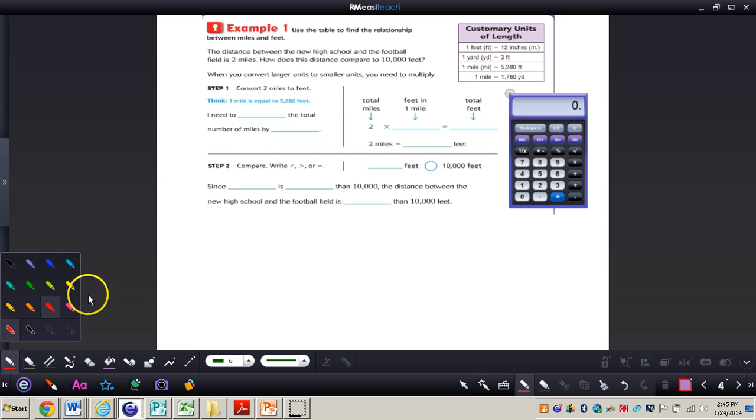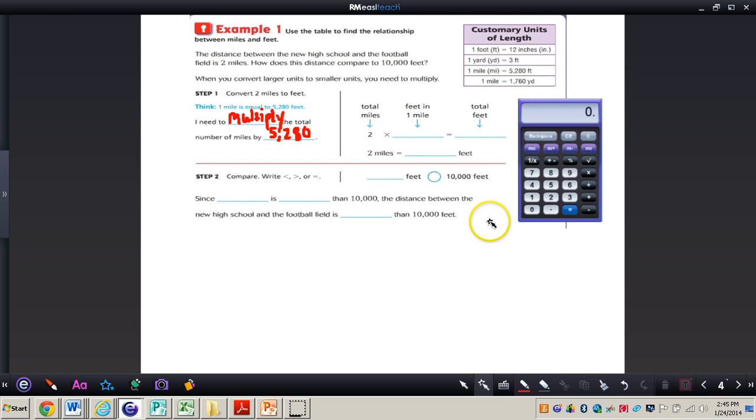Okay, now remember that 1 mile equals 5,280 feet. So what we need to do is multiply, and we'll write multiply here, the total number of miles by 5,280. And the reason why it's 5,280 is because that's how many feet are in 1 mile. So we're going to multiply 2 times 5,280.